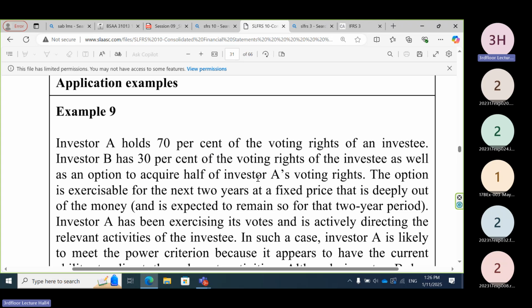Investor A has been exercising its votes and is actively directing the relevant activities of the investees.